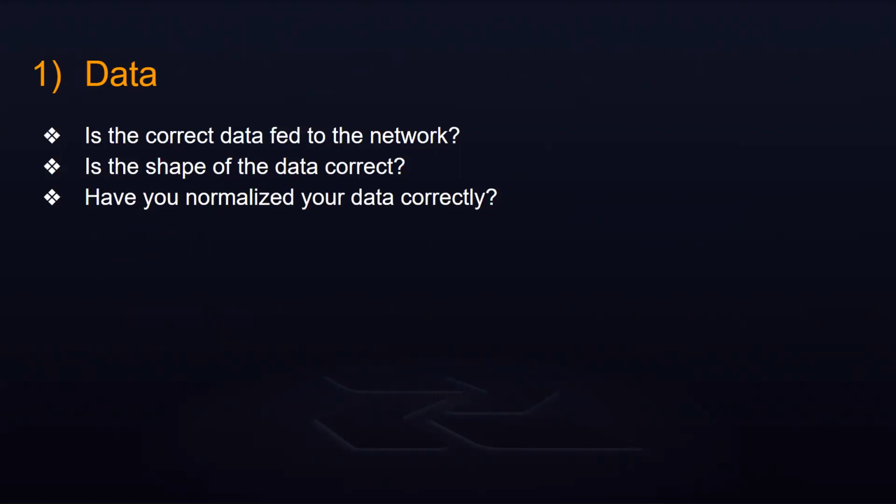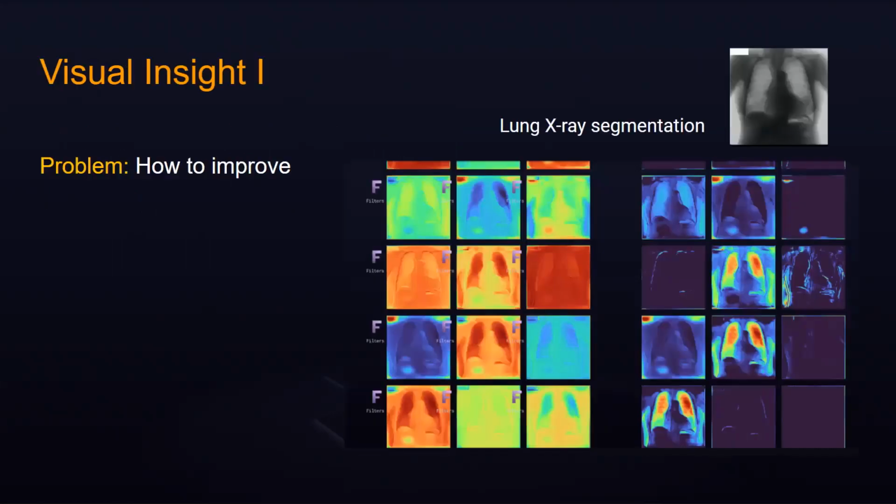So let's see some examples of how visualization helped us improve our neural networks. As you all know, data is really important in deep learning. We need to make sure that we are feeding the correct and good data to the network, because the network will learn what we feed to it. So we need to make sure that the shape of the data is correct and the pre-processing and normalization are correct.